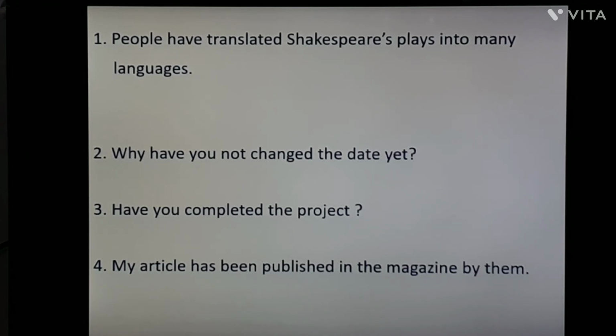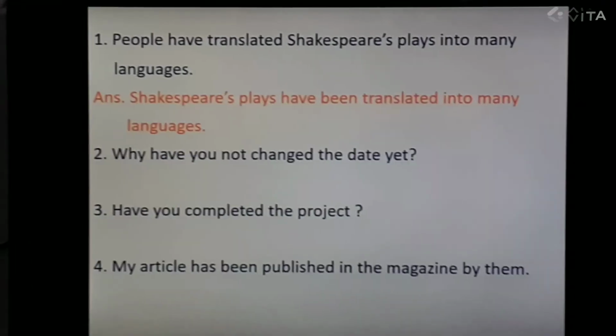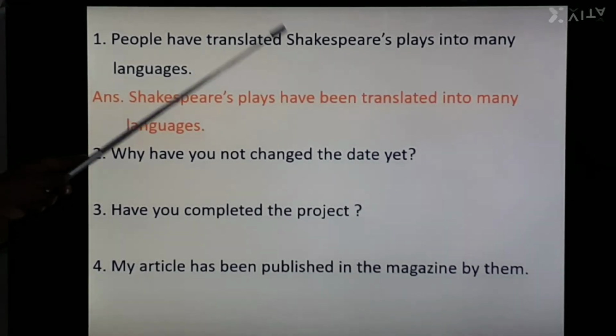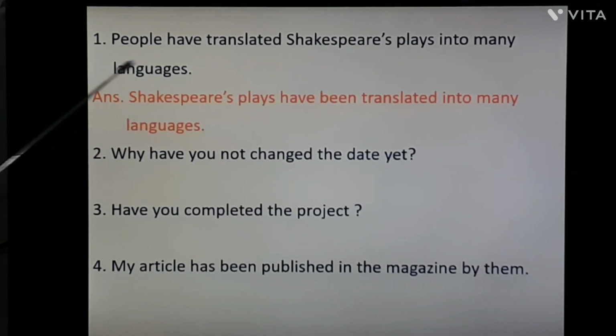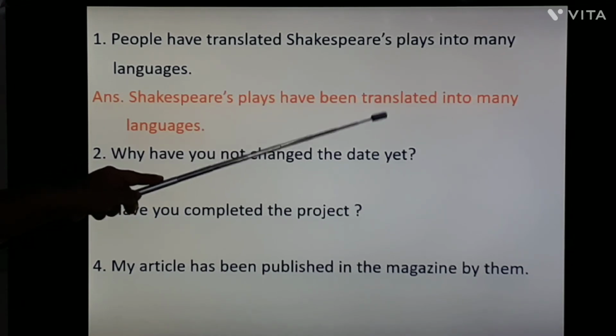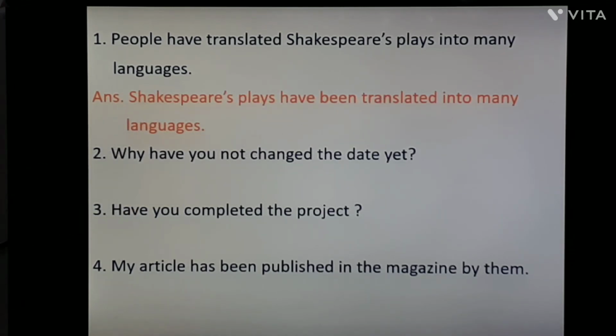Let's check the answers. First, people have translated Shakespeare's plays into many languages. So the answer: Shakespeare's plays have been translated into many languages.